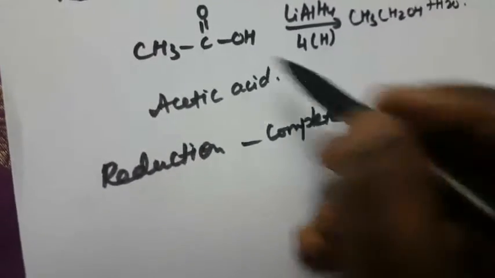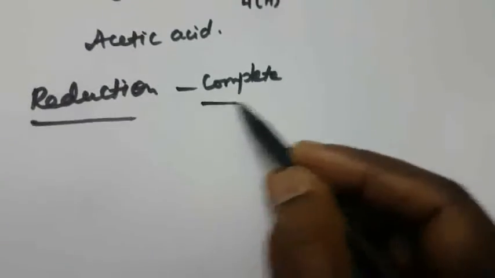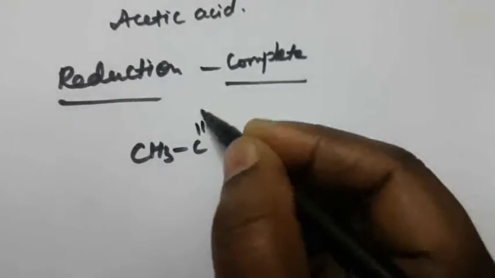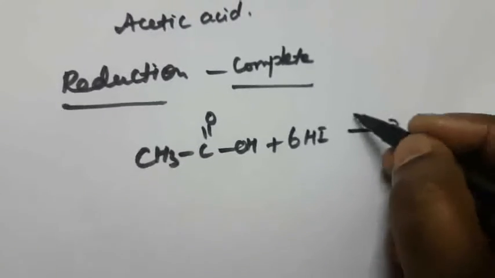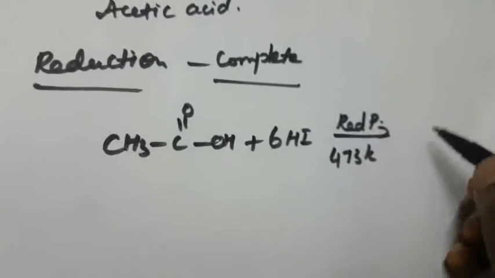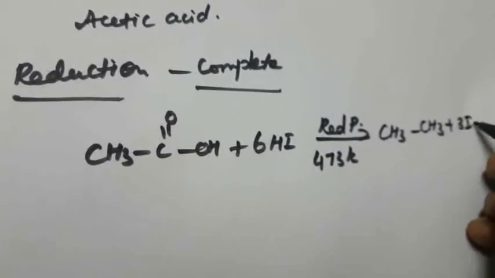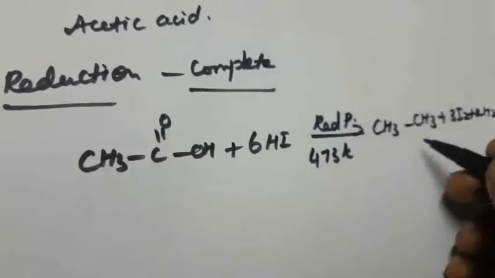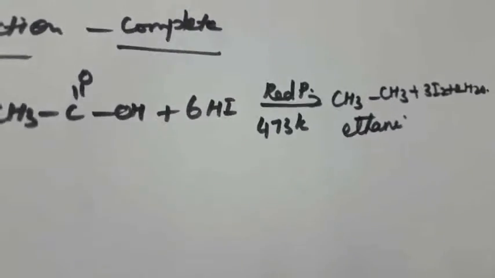Okay. So in complete reduction, what will happen? It will be reduced into an alkane compound. So that is acetic acid, CH3, C double bond O, OH. Then complete reduction in the presence of red phosphorus and HI, the important equation, at 473 Kelvin, to form ethane, the alkane compound, CH3CH3 plus 3I2 plus 2H2O. Okay, that is important. What is the compound name? 2 carbons, what is the root word? Eth, a saturated compound, ethane, that is an alkane compound.